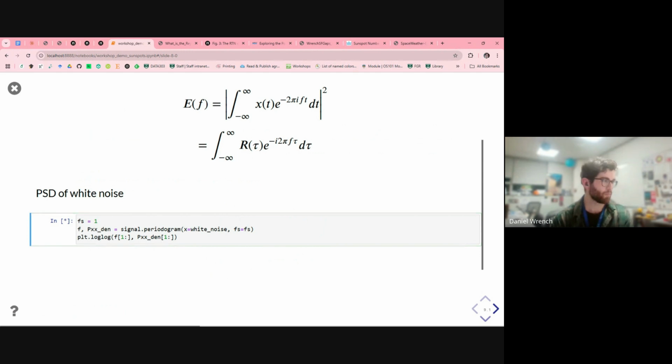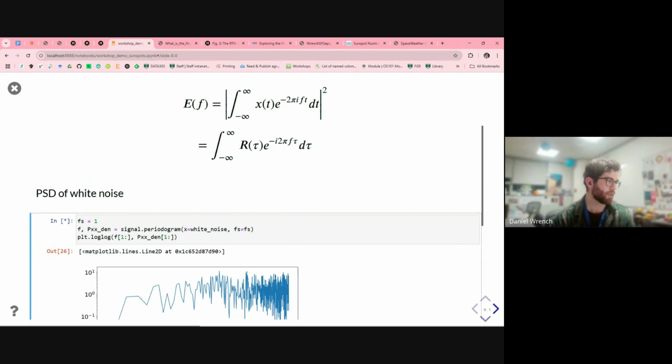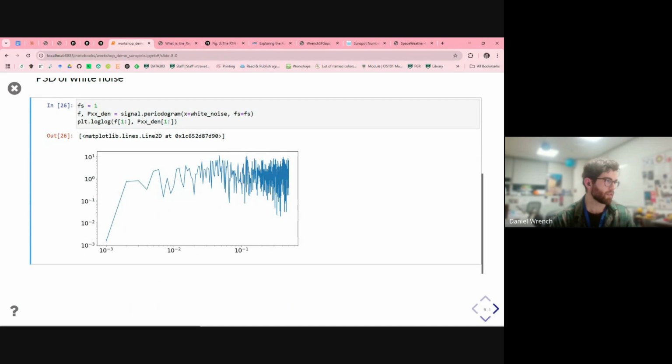So again, we'll just compute it for white noise, using the signal package here, and what you can see is it's flat. It's flat because white noise has all frequencies at the same magnitude. So there are no specific frequencies which dominate or show any kind of periodicity. So again, that's something useful to compare with.